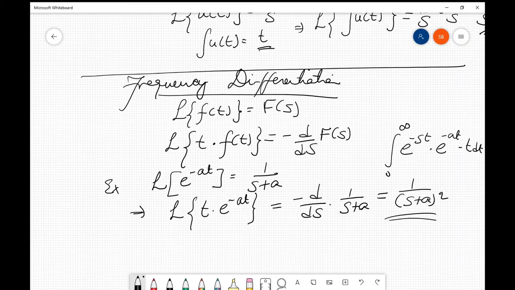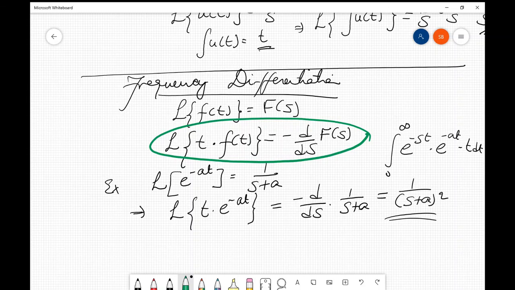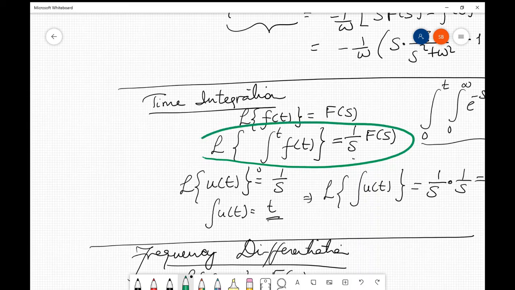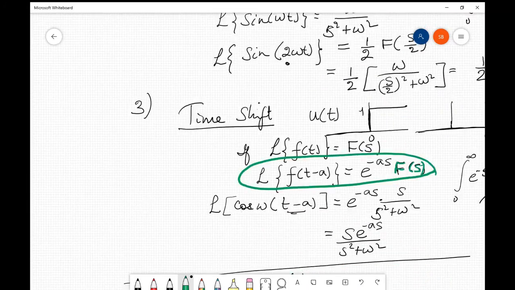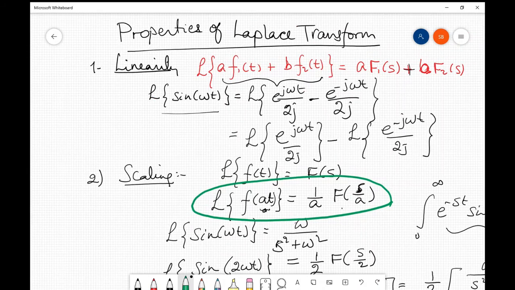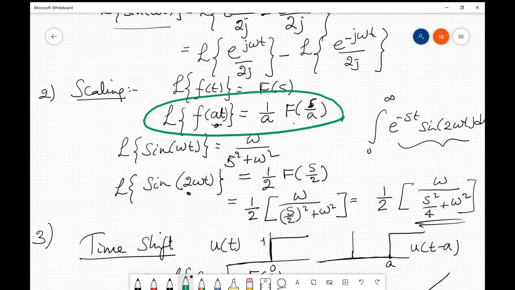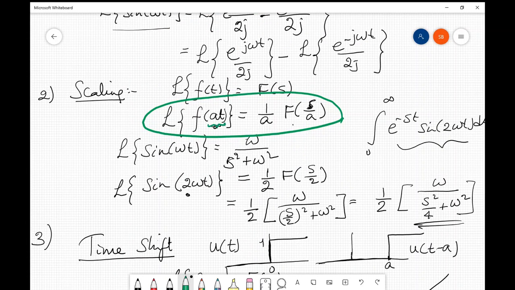So all these properties help us to come up with some easier ways to get the Laplace transforms. Just to revise what we have been looking at, the linearity property tells us that the Laplace transform of the sum is always the sum of the individual Laplace transforms. Scaling tells us that if the time domain is scaled, in the frequency domain it will be divided by that scaling factor, and we take the Laplace transform of s over a.